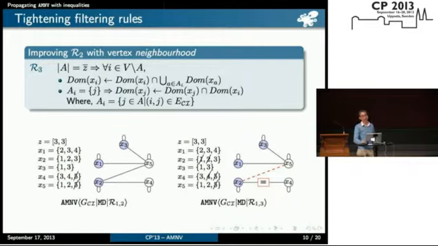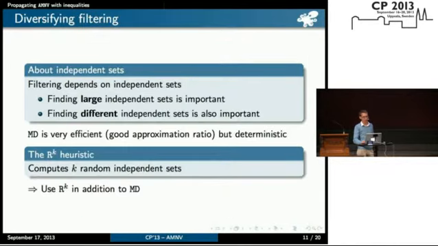And clearly, all the filtering relies on independent sets. And the larger they are, the better the filtering. But it's not all. It's very important to have a large independent set, but it's also good to have different ones, because the filtering formula depends on variable indexes. And the mean degree is very good. It's fast. It has a good approximation ratio, but it's deterministic.